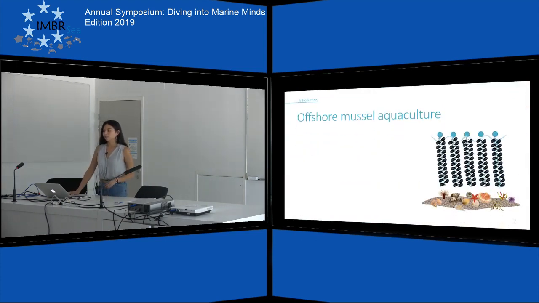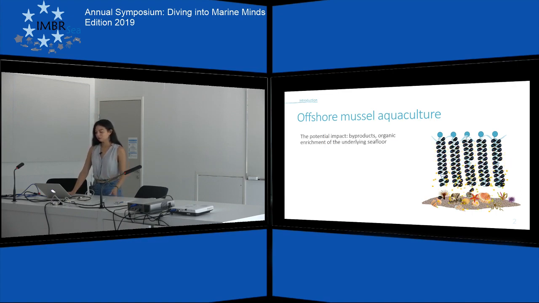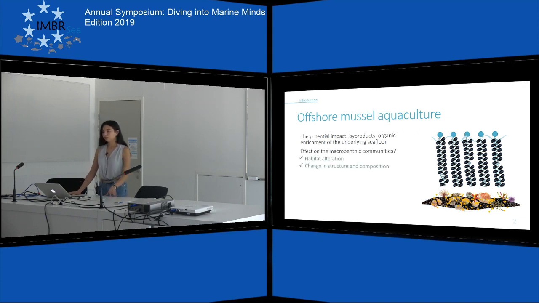Offshore aquaculture has been proposed as a means to achieve this need, but there remains the question of its sustainability. In the case of offshore mussel aquaculture, the impacts are associated with byproducts organically enriching the underlying seafloor. How does this affect the macrobenthic communities? Would this alter their habitats in such a way that would induce a scenario of anoxia, for example? Would this then change the structure and composition of the macrobenthos? And could this induce shifts in the functional ecology of the area?